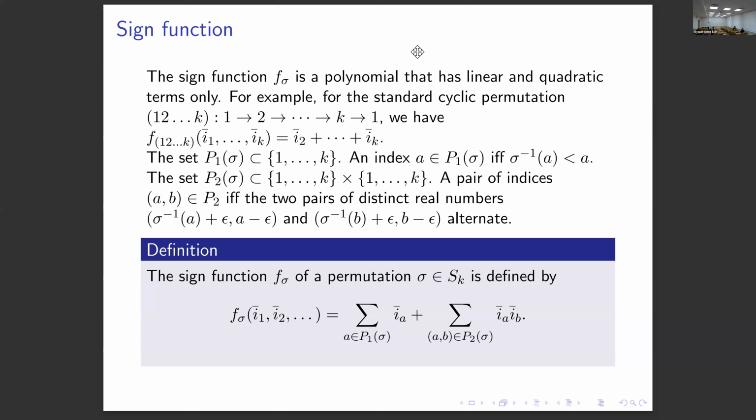That's for the permutation. And this is our definition, F sigma, for the permutation sigma in S_k. Do we always take cycles? Well, not necessarily cycles. Arbitrary permutation. So if you take a fixed point, P1 and P2, what's happening?